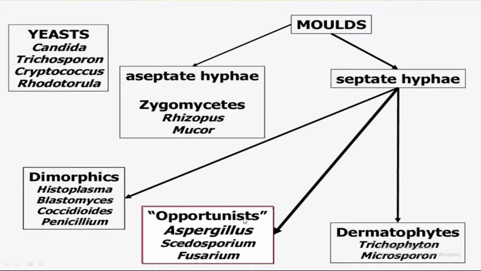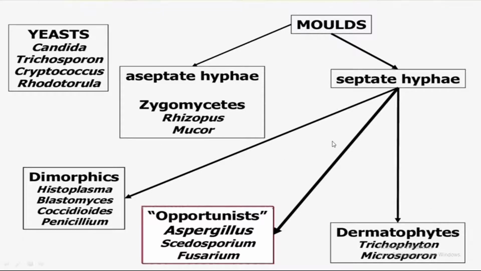Either they can be opportunistic fungi like Aspergillus or Fusarium, or they might be dermatophytes. Dermatophytes you might remember from your previous classes, like Trichophyton, Epidermophyton, Microsporum. Basically, they cause infection of the skin, hair and nails. That is, they cause infections of the keratinized layer.